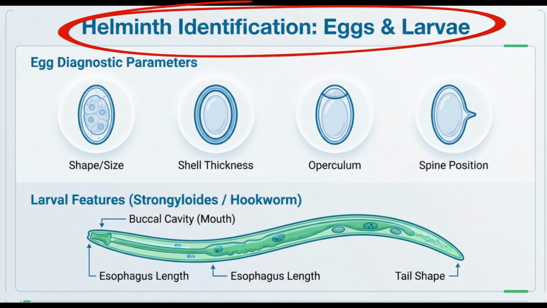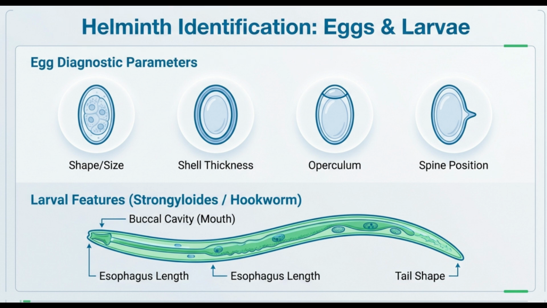With helminths or worms, we become investigators, looking at very specific features. For their eggs, we have 4 main diagnostic parameters we look at: the shape and size, the shell thickness, whether or not there's an operculum or a little cap, and the spine position. For larvae, we're examining their anatomy in detail, looking at the buccal cavity or mouth, the esophagus length, and the specific shape of the tail. Each one of these features is a critical piece of the puzzle for identification.